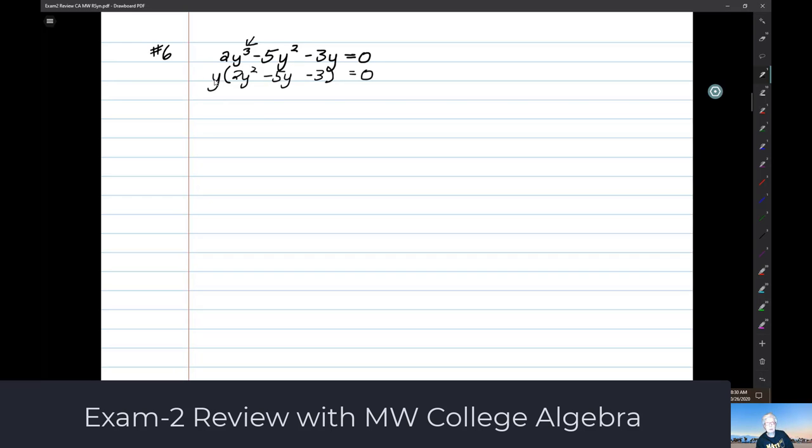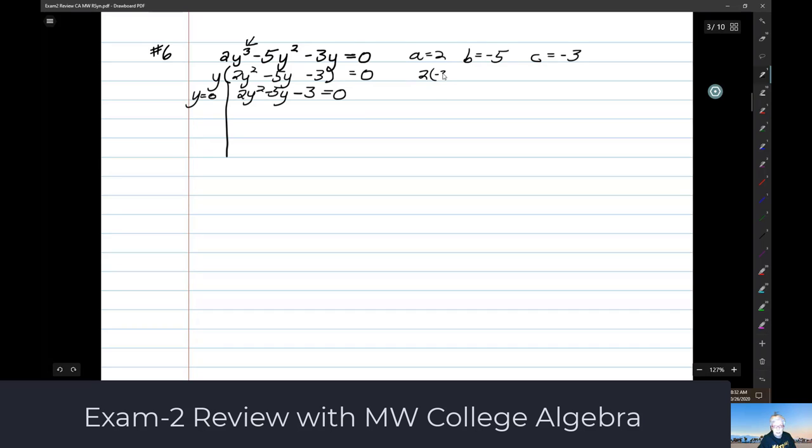Now, if this had been a number, I could have just divided it out. But you can't divide out a variable. I'm going to set each factor equal to 0: y equals 0, and 2y squared minus 5y minus 3 equals 0. We're now going to have to solve this. You can use the quadratic formula, or I believe it's factorable, so we can factor it by the AC method, and it's a good thing to review the AC method as well. So, a is 2, b is negative 5, c is negative 3. You would need to do that for the quadratic formula as well.